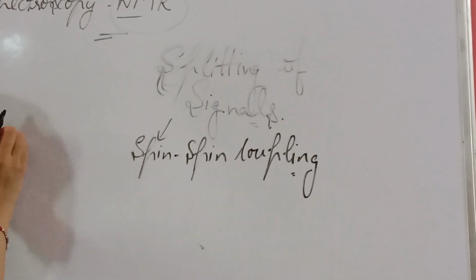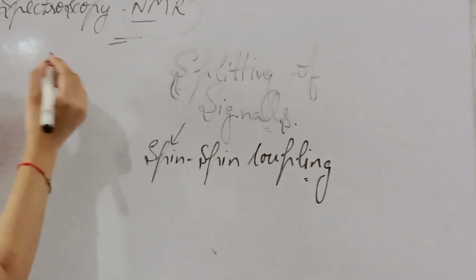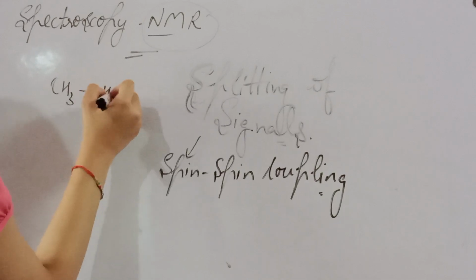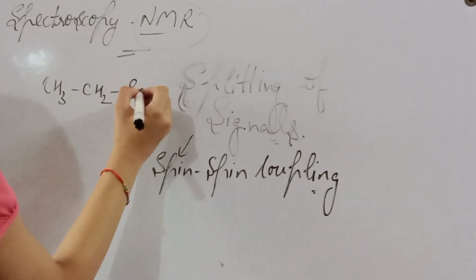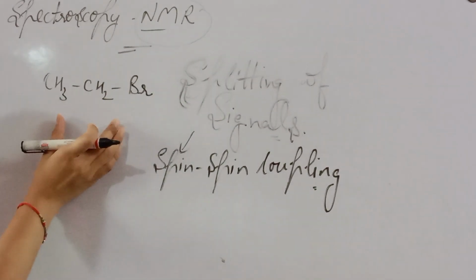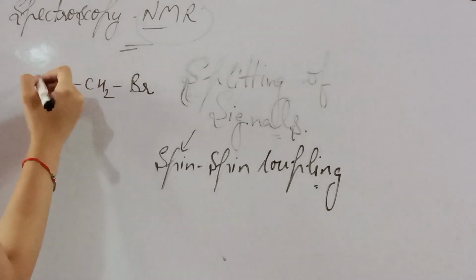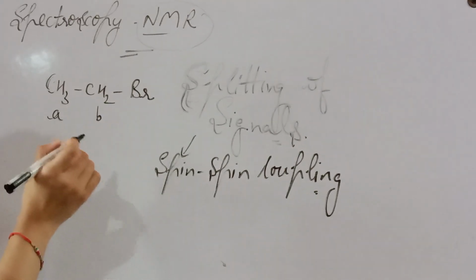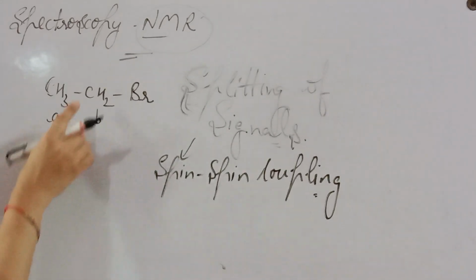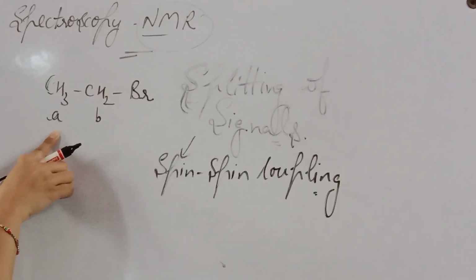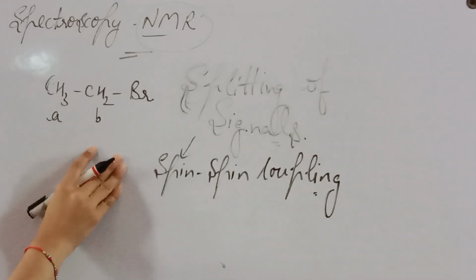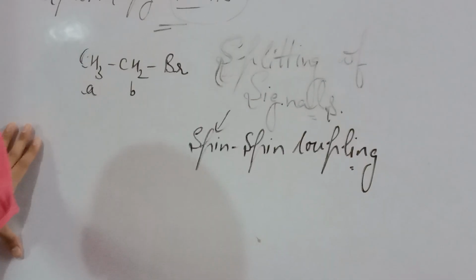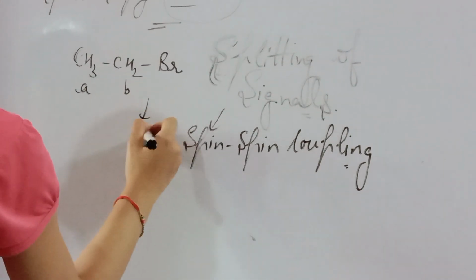Now let us consider this phenomenon by taking an example of CH3CH2Br. By looking at this compound, it is seen that the compound will give two signals, one due to A type of protons and the second due to B type of protons. But this is not the case. Instead it shows 5 peaks.